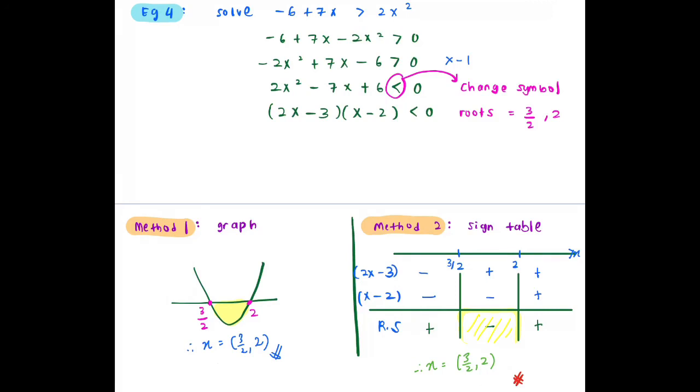You can use either method that you want. This graphing method is easier, but you also need to know how to do the sign table, because for other types of nonlinear inequalities after this, we will use only the sign table. That's all for quadratic inequalities.